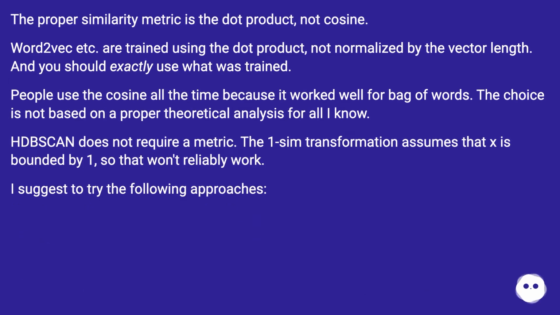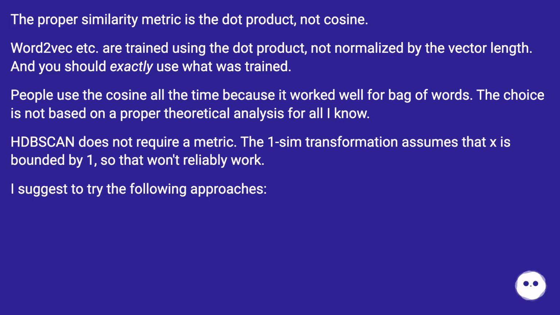The proper similarity metric is the dot product, not cosine. Word2vec etc. are trained using the dot product, not normalized by the vector length. And you should exactly use what was trained. People use the cosine all the time because it worked well for bag of words. The choice is not based on a proper theoretical analysis for all I know.